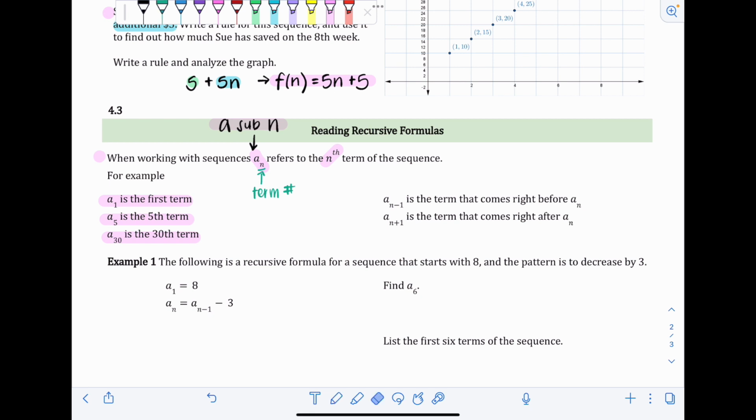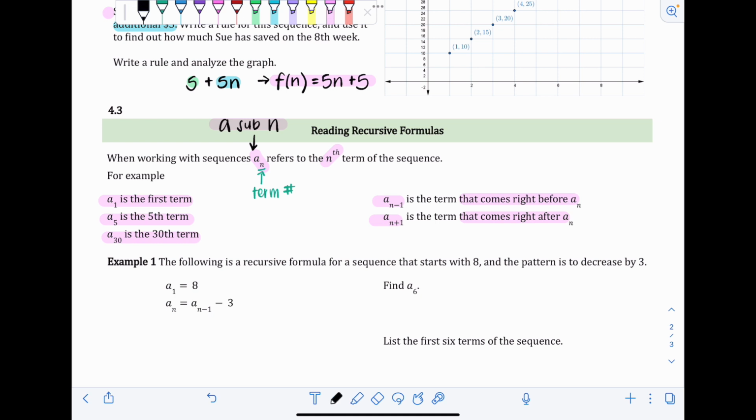And then, in a more general case, when we don't actually know the term number, there are a few other ones that are really helpful to know. A sub n minus 1 is referring to the term that comes right before A sub n. That's probably the most confusing part, these two. And then A sub n plus 1 is the term that comes right after A sub n.